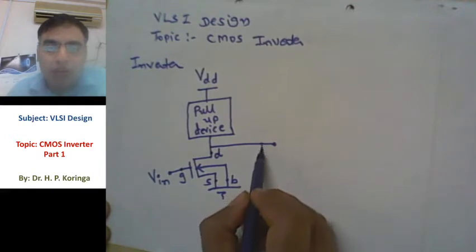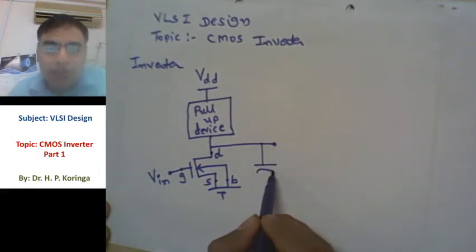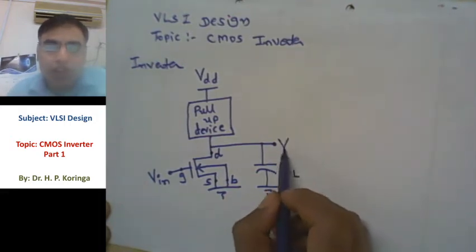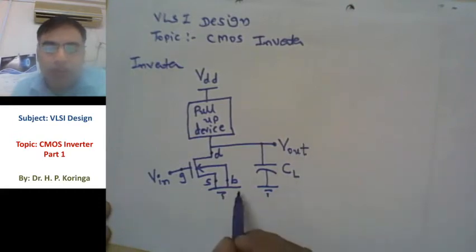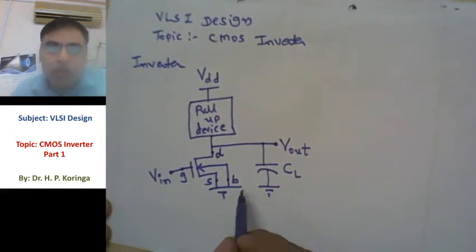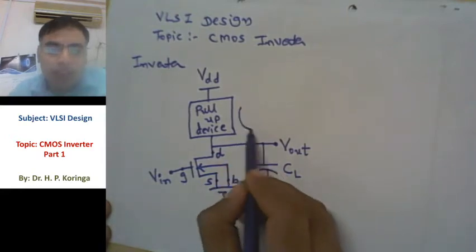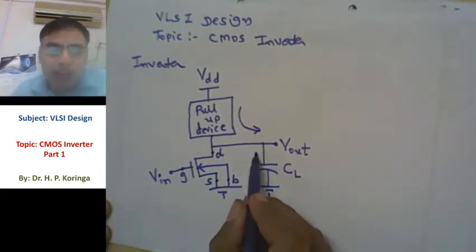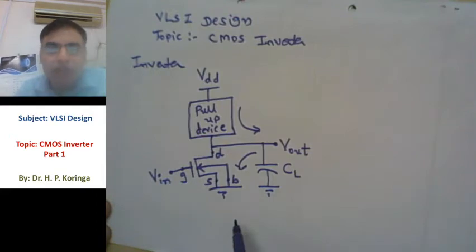And the output node forms some capacitance between the ground and output. This is called a load capacitor, or output node capacitor. And whatever the voltage across the load capacitor, it is called the output voltage, right? So the pull-up device is responsible for increasing the output, and the driver device pulls down the output, right?